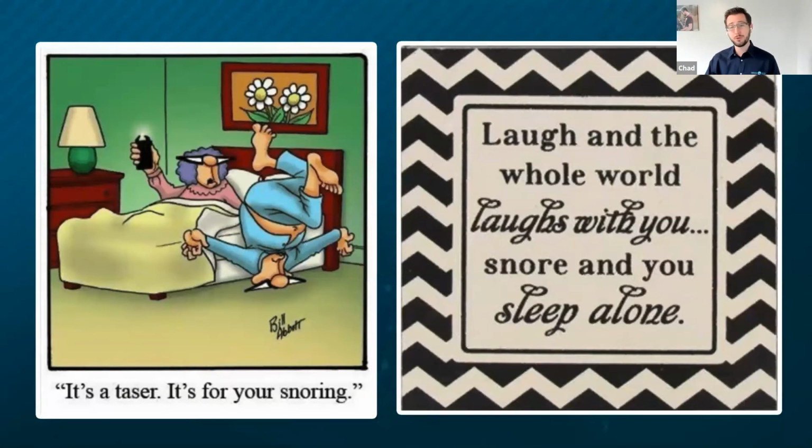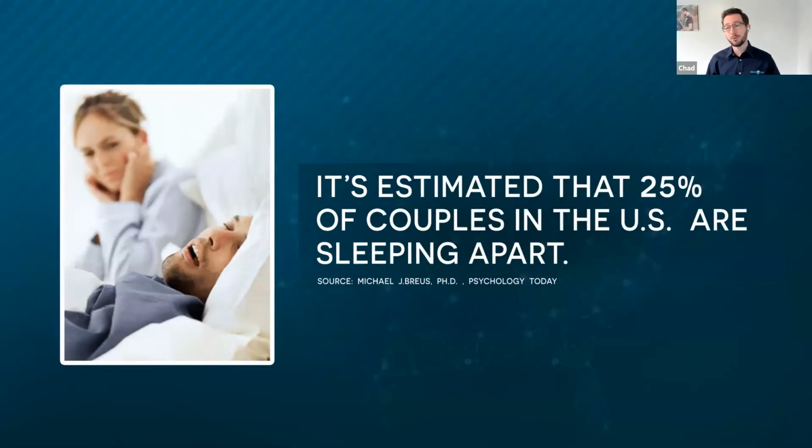Laugh and the whole world laughs with you, snore, and you sleep alone. On that basis, just for married couples, it's estimated that 25% of couples in the US are sleeping apart. Now, I'm about to get married, so I have a personal connection to this. I'm pretty confident that one of the perks of getting married is that we get to share our living space, and I'm guessing that if we like each other, then sharing a bed is a whole part of the equation. So if I'm getting married, I don't want to be part of the statistic. So why is this statistic so large? Why is this impacting so many marriages out there?